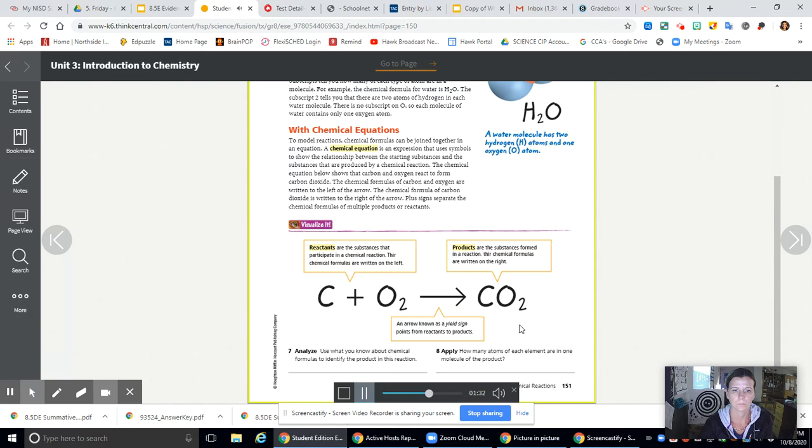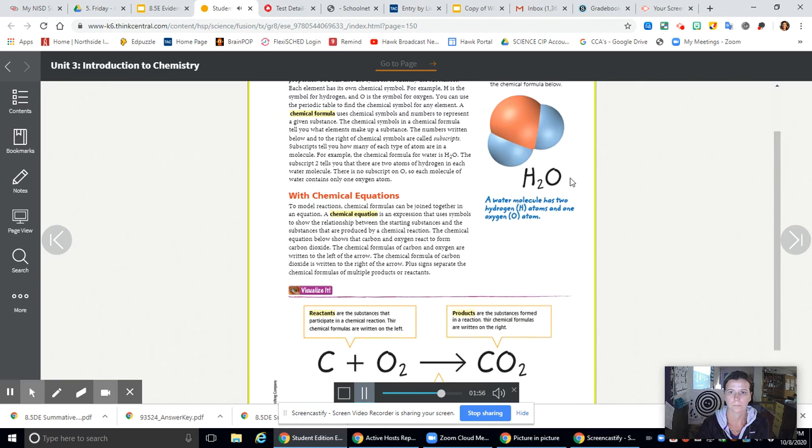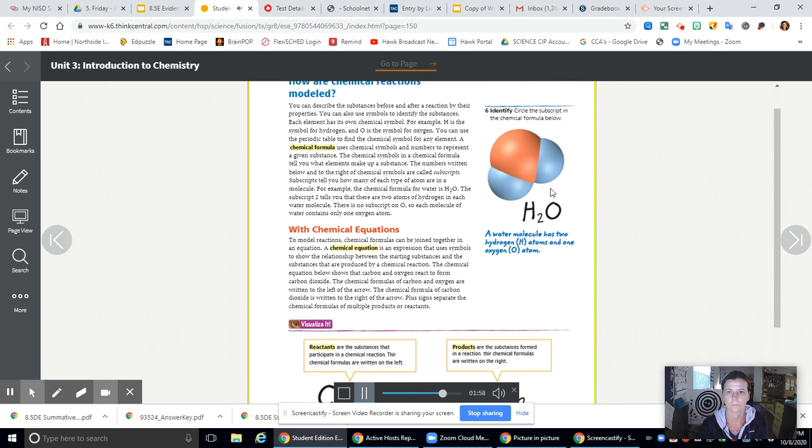The chemical formulas of carbon and oxygen are written to the left of the arrow. The chemical formula of carbon dioxide is written to the right of the arrow. Plus signs separate the chemical formulas of multiple products or reactants. 6. Identify. Circle the subscript in the chemical formula below. A water molecule has 2 hydrogen H atoms and 1 oxygen O atom.